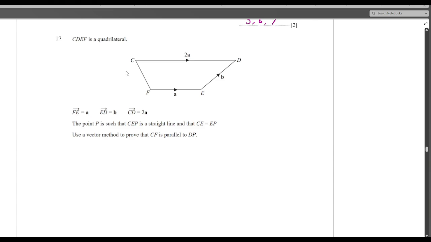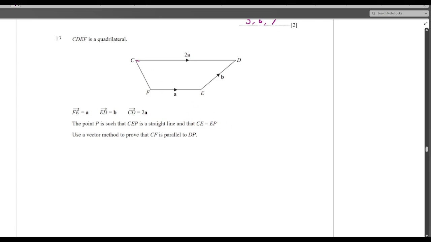EF is your vector A, ED is your vector B, and CD is your vector 2A. Now CD is twice of this FE. It indicates that they are parallel. The point P is such that CEP is a straight line and CE is equal to EP.